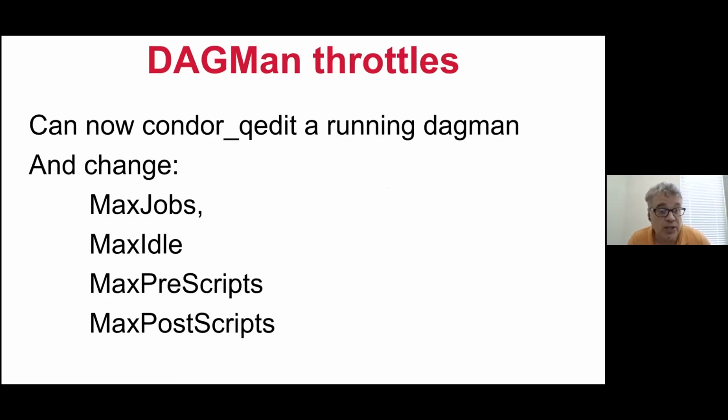Another user request has been that DAGman throttles are now dynamic. So DAGman has always had these throttles that you could specify the maximum number of jobs that are running, that are idle in the queue, and the pre and post scripts that can be running. Now, kind of the bad thing about these throttles was these were all static before, so you had to know what to set these to, and invariably you'd get them wrong because you didn't know. Now, the Condor QEdit tool can change these, and DAGman will update in real time, which is really handy because you don't know that you're running too many prescripts until you are.